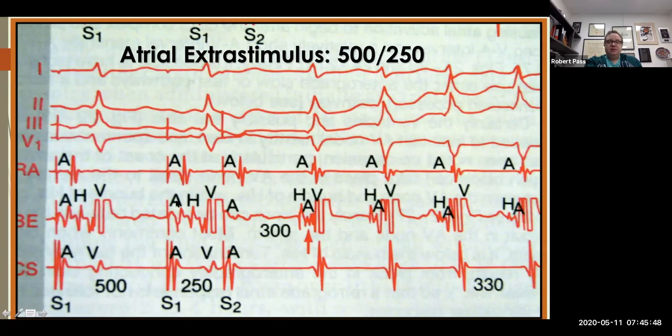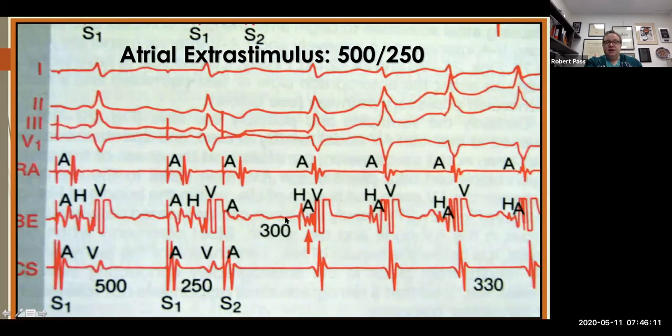S1s are considered the drivetrain, and S2 is the extra stimulus. It can also be an S3 and an S4, but in this particular example, just an S2. But we have an S2 at 250, and I agree, there is no obvious V right afterwards, but actually what's happened is that the A to H interval is very long on this beat.